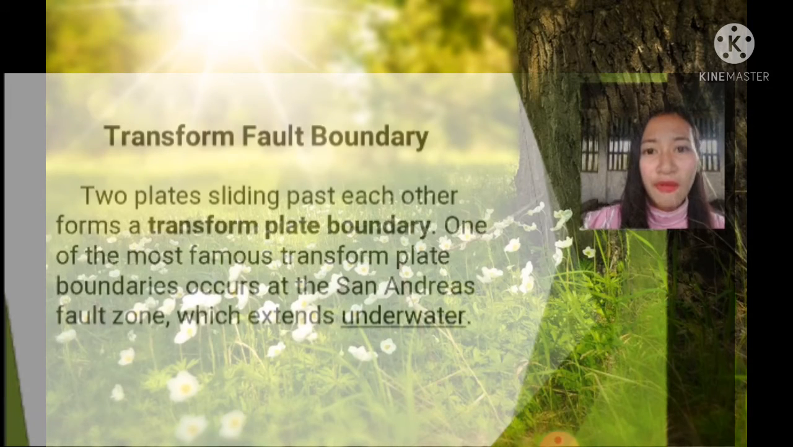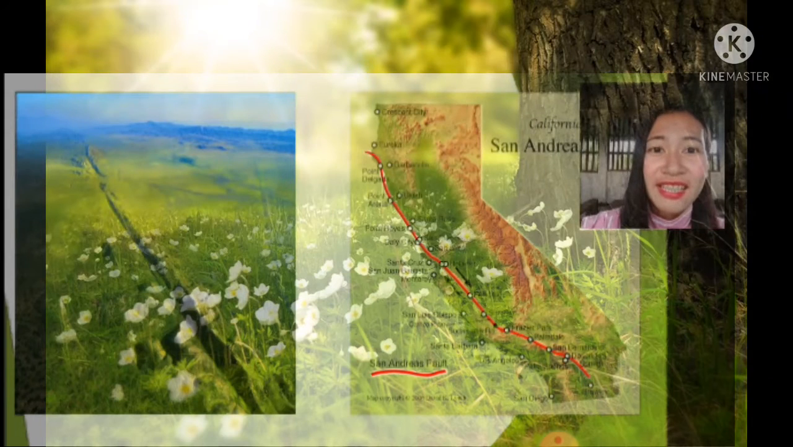And the last type of plate boundary is the transform fault boundary. Two plates sliding past each other form a transform fault boundary. One of the most famous transform fault boundaries occurs at the San Andreas Fault Zone, which extends underwater. This is an example of a transform fault boundary. This is the San Andreas Fault Line, which is the longest fault line on Earth.